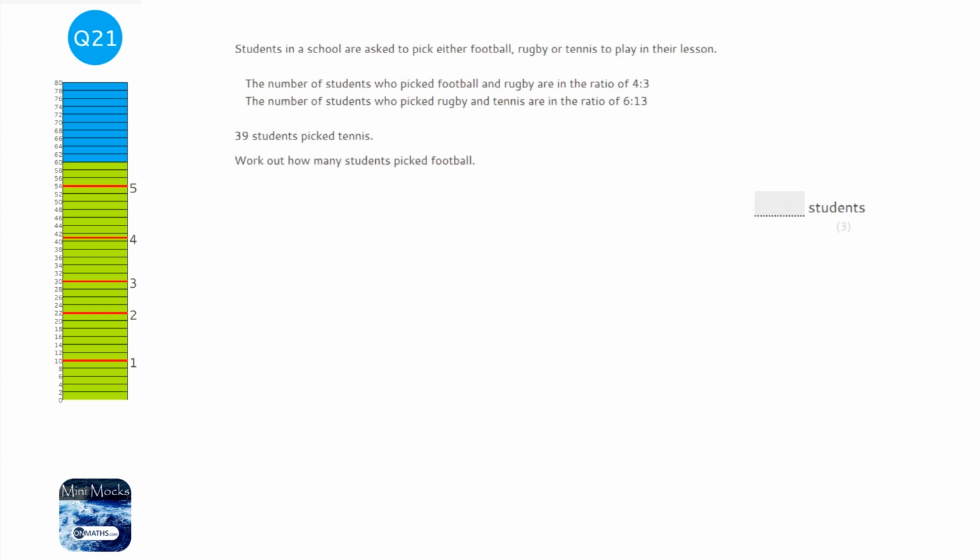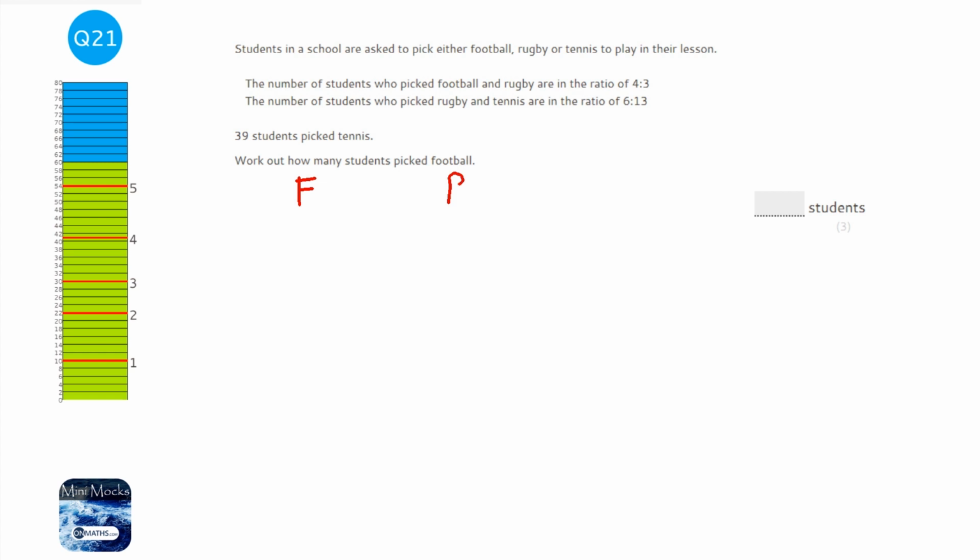Okay, so this is quite a complicated question because there's two ratios and they're talking about slightly different things. We're also given an amount of one of the sides of one of the ratios, and we're asked for the amount of the first side of the ratio. So it's all a little bit complicated, but the way I'd like to start these things off is by just writing down what I know from the question.